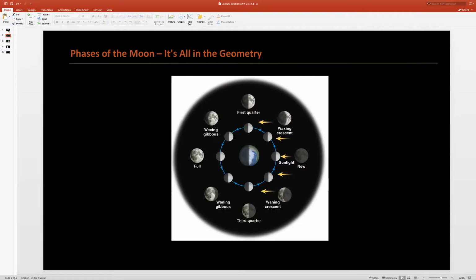Well, it's all about geometry. And in this picture, what you can see is that sunlight is coming from this direction. And you're seeing the Earth here, and the moon at different positions in its orbit around the Earth, and which phase the moon is in. So this is new moon, even though it shows there's some light on there, you wouldn't see anything. We'll see that in another picture.